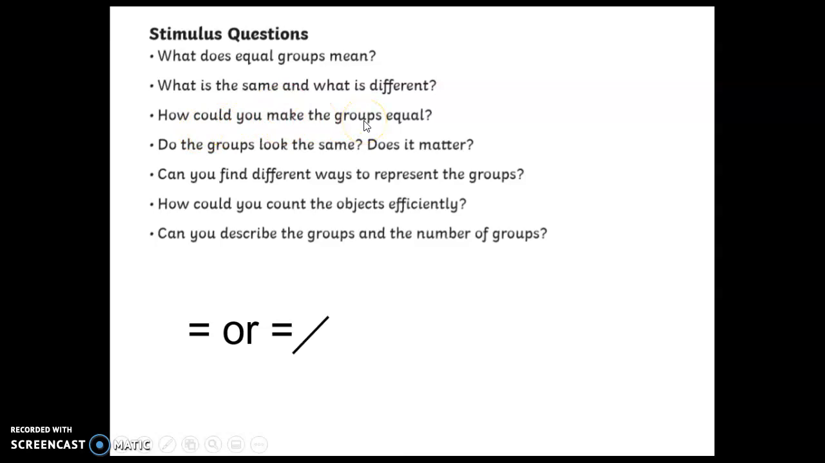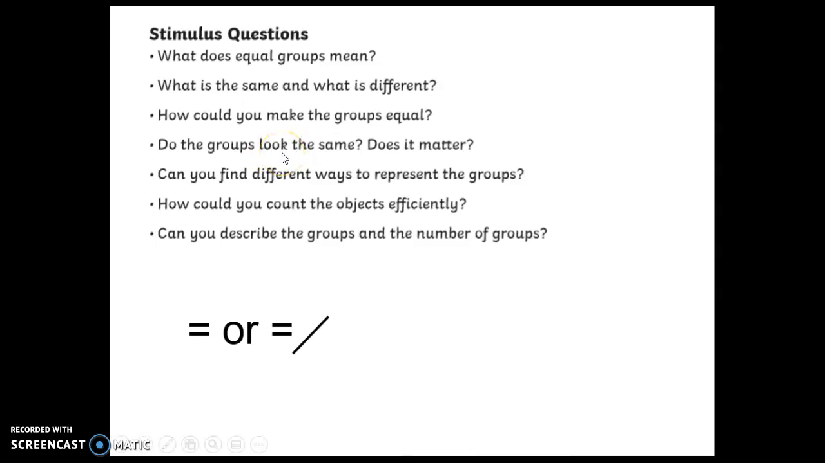So you need to be looking at the groups and thinking, right, what can I do to make all of these groups equal? You might have to add another one. You might have to move one from one group and put it into another. Think about which group has the most, which one has the least. Do the groups look the same? Does it matter? As long as they've got the same amount in, they are equal.